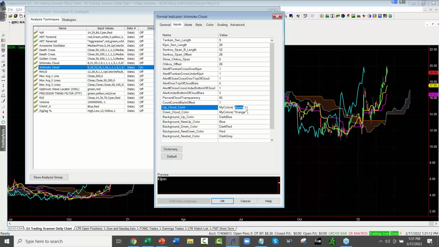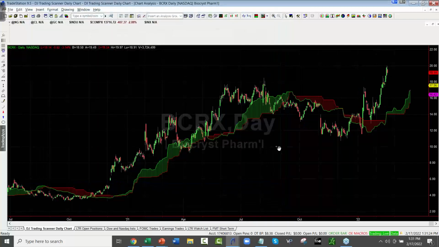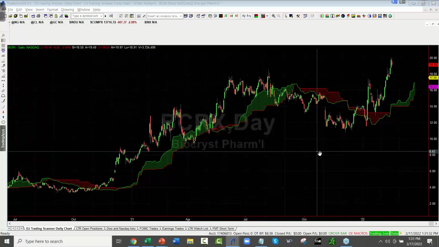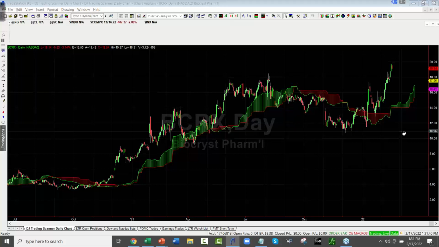Let's just make that up. How about green? Down. How about red? Okay. See if this works. Well, that's a little cleaner. Because all I care about, what color is the cloud and is price breaking above it? That's what I care about. So you can do that, and you can use the rest of these factory settings in your trading. I have some that are optimized, right? But check this out.